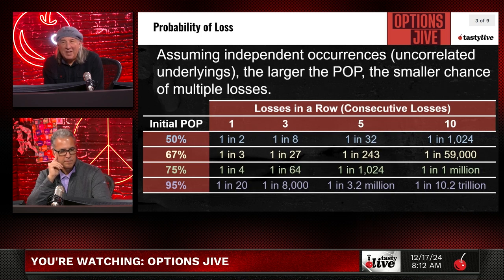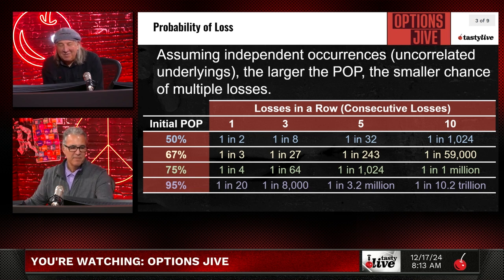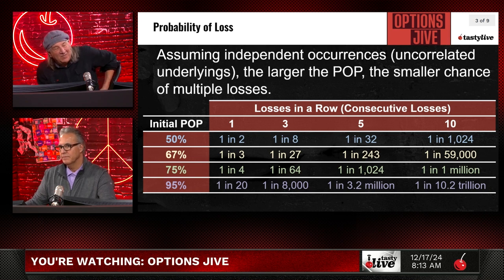But assuming independent occurrences in uncorrelated underlyings, so the same thing doesn't happen over and over, the larger the pop, the smaller the chance of multiple losses. When things are going good, everything's kind of easy. But when things are going bad, everything gets kind of rough if everything's highly correlated. And if you have that 67%, which is just the theoretical number, it's actually much greater than that, your chances of having consecutive losses in a row go way down compared to 50-50 shots or below.